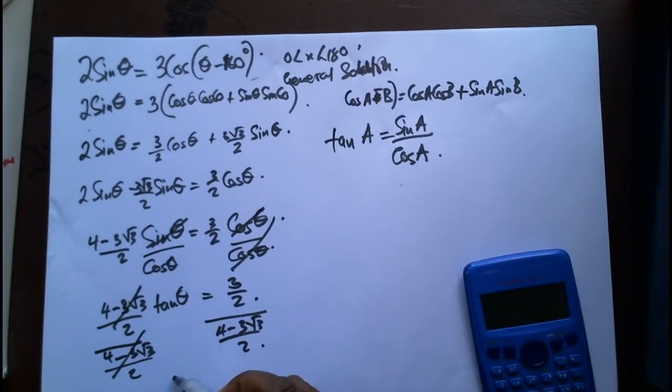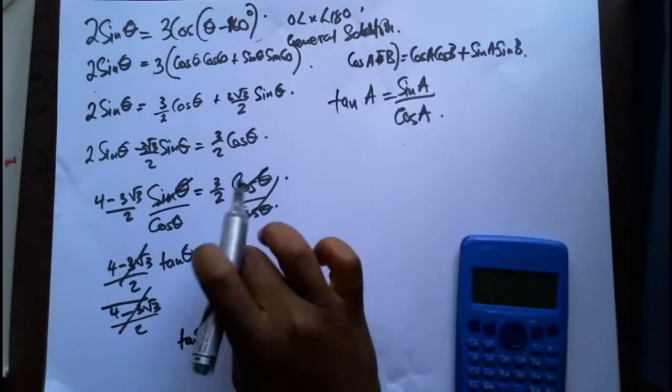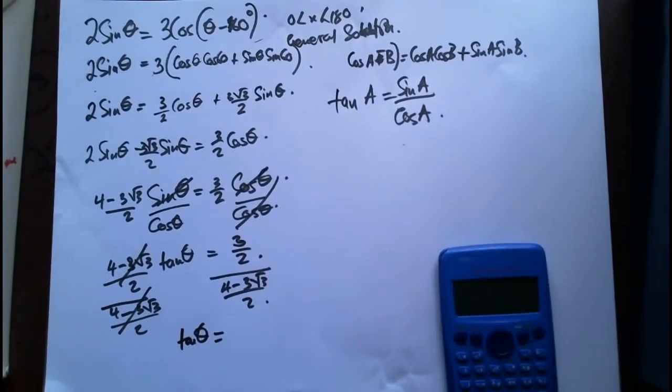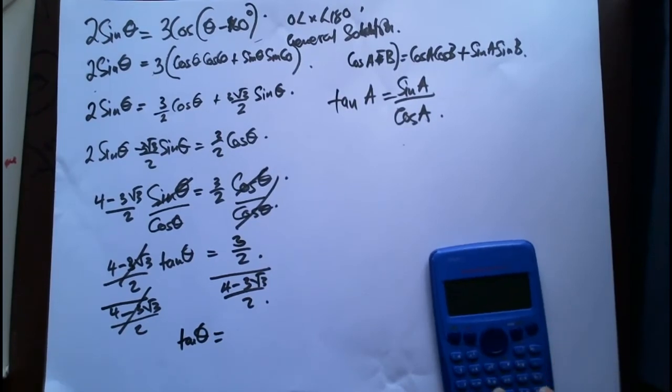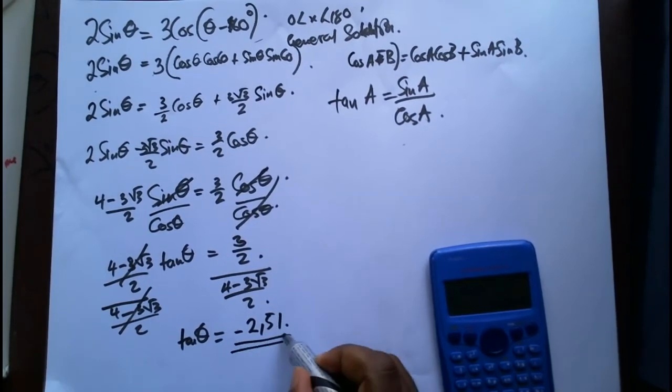So now I can write tan theta is equal to, I'm going to divide this by this. So it's 3/2 divided by 4 minus 3√3/2. I can now put this in decimal, which is negative 2.51. I hope you also get the same. I hope we are doing this together.